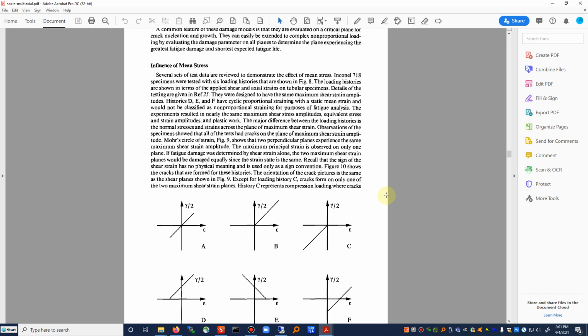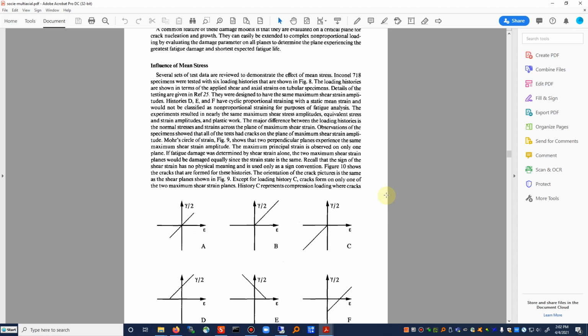Influence of mean stress. Several sets of test data were reviewed to demonstrate the effect of mean stress. Inconel 718 specimens were tested with 6 loading histories that are shown in Figure 8. Loading histories are shown in terms of the applied shear and axial strains on tubular specimens. Details of the testing are given in reference 25. Now, they were designed to have the same maximum shear strain amplitudes.